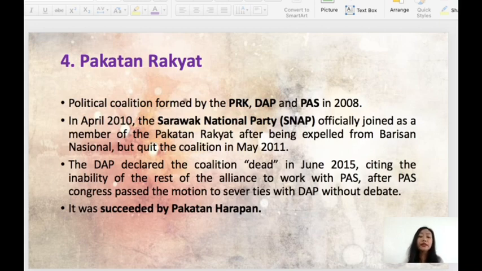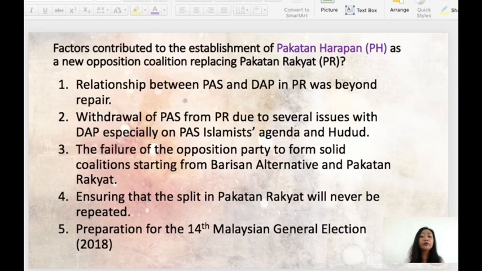So Pakatan Harapan is actually a replacement of Pakatan Rakyat. Okay, factors contributed to the establishment of Pakatan Harapan as a new opposition coalition replacing Pakatan Rakyat. The first one, the relationship between PAS and DAP in PR was beyond repair. Second, the withdrawal of PAS from PR due to several issues with DAP, especially on the PAS Islamist agenda and hudud.